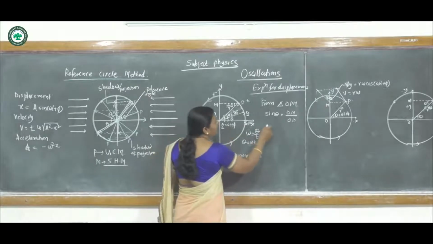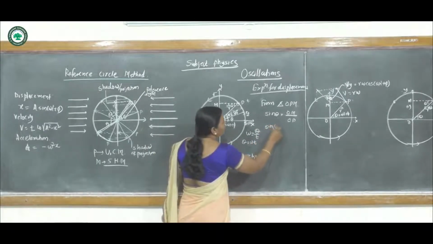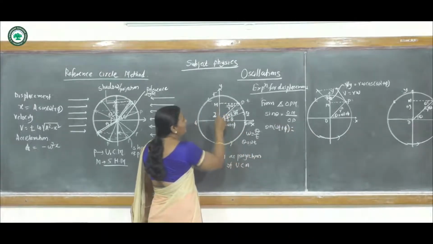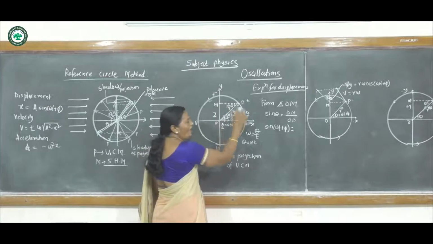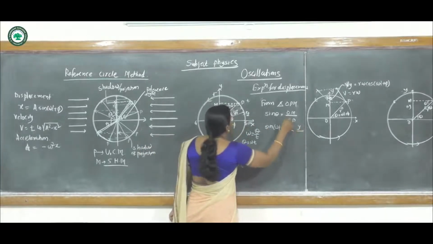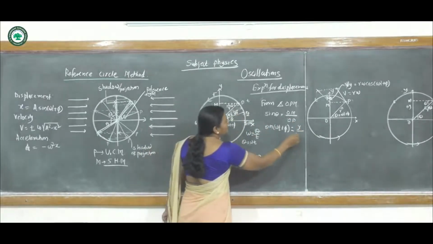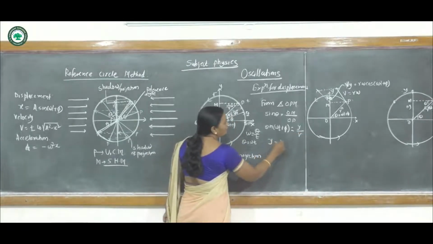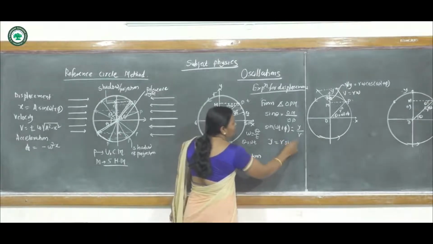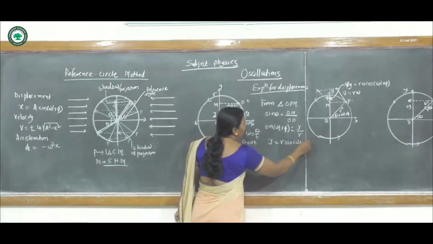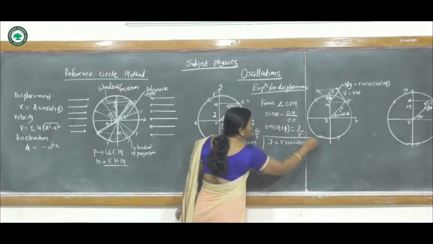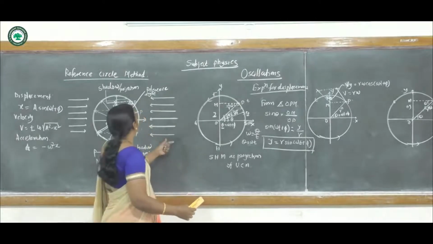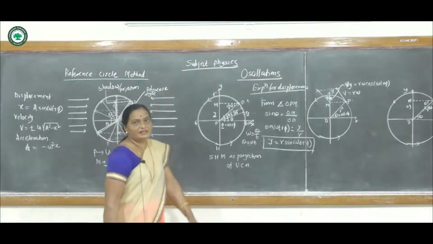Then we substitute the value of theta: theta is omega t plus phi. OM is the displacement along the y-axis, it is y, and r is the radius here. Therefore, we can write y is equal to r sin(omega t plus phi). This is the expression for displacement by the reference circle method.